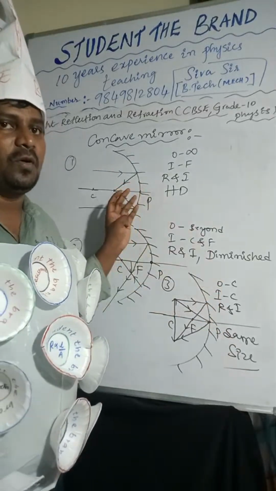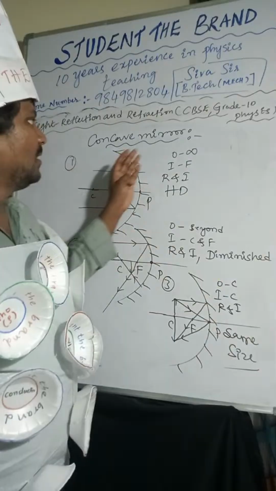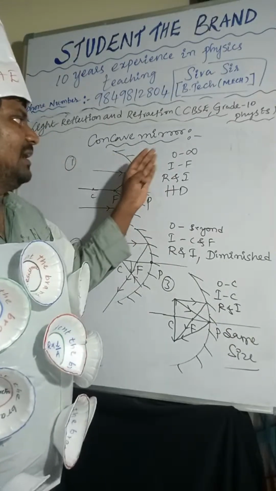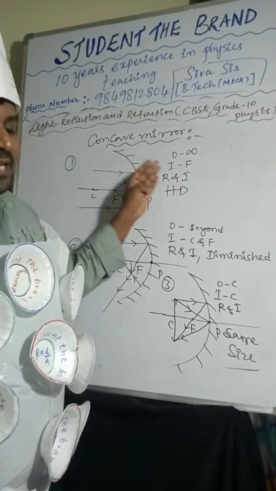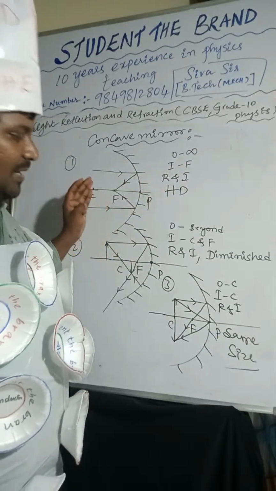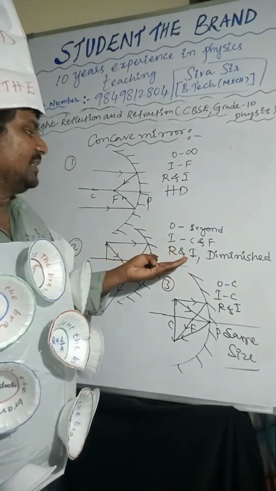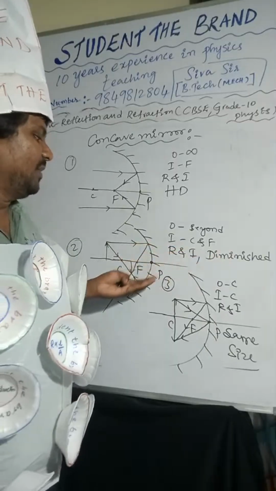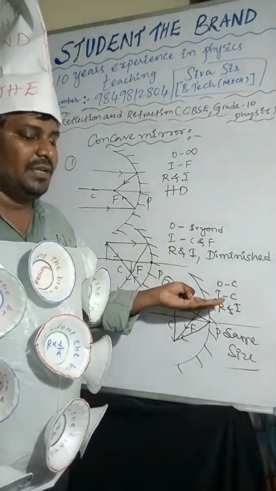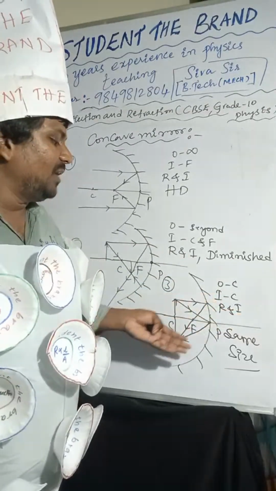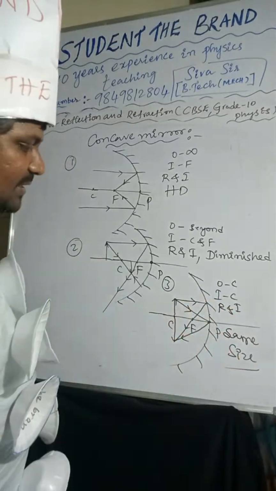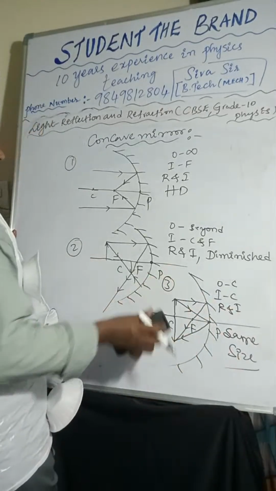Very, very important point. Keep this in mind. Once again, object is at infinity, image will form at focus. Nature of the image is real and inverted, and the size is highly diminished. Once again, object is placed beyond center of curvature, so image will form between C and F. Nature of the image is real, inverted and diminished. Object is at C, image will form at C. Nature of the image is real and inverted. Size of the image is same size. So this is about image formations.